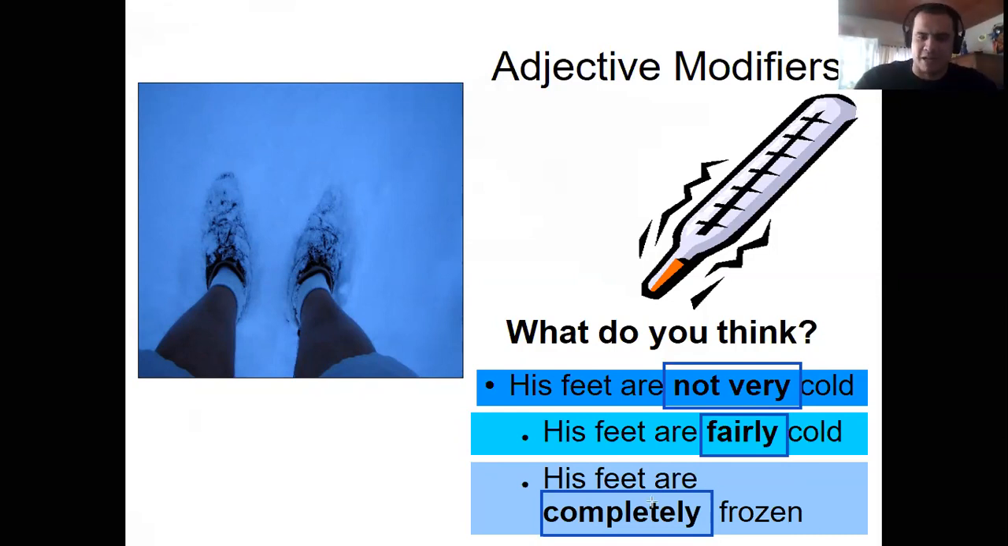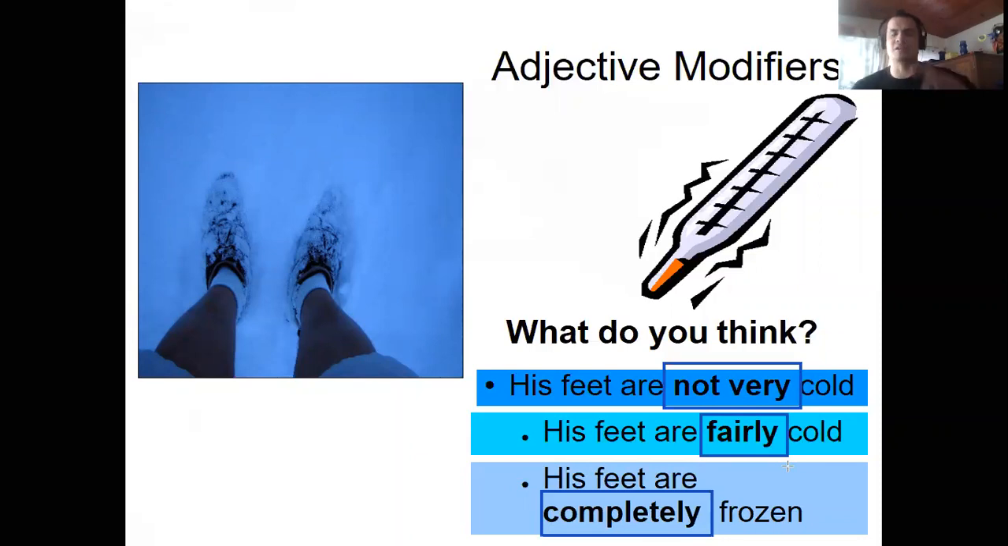So participate within a class. Exactly. Okay. The number 1 is his feet are not very cold. Sus pies no están muy congelados o muy fríos, right? And the number 2, his feet are fairly cold. ¿Qué era lo que significaba fairly? Bastante. Okay, sus pies están bastante fríos, right? And the last one, his feet are completely frozen. Sus pies están completamente congelados.